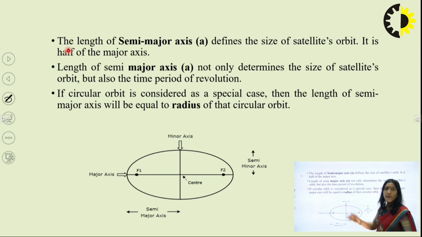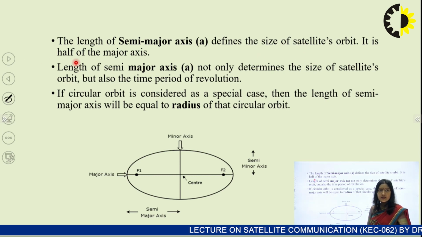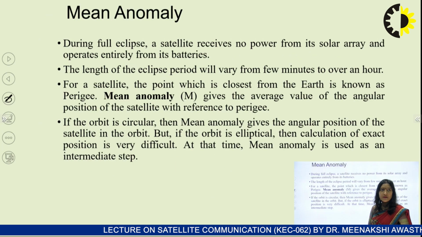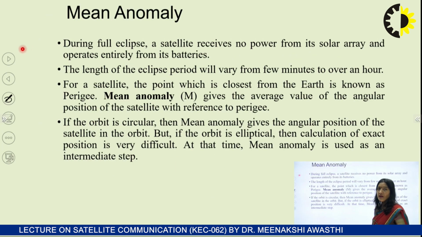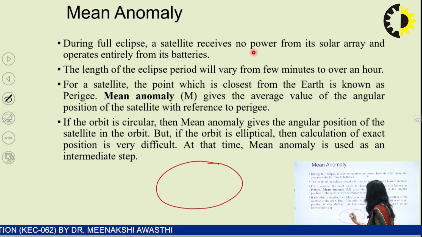So we all know about the semi-major axis. We all know about eccentricity already, so I will not repeat these two orbital elements. This we have already discussed. Mean anomaly is the next orbital element that I am going to cover.